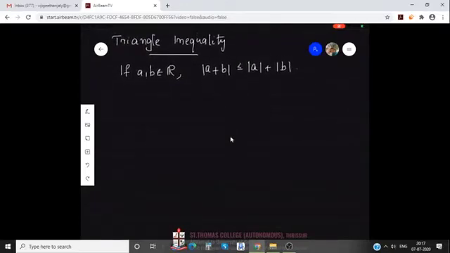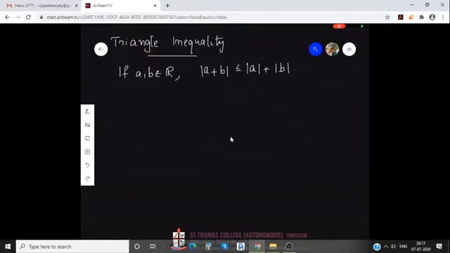And the triangle inequality says that if A and B are two real numbers, absolute value of A plus B is less than or equal to absolute value of A plus absolute value of B. The sum of two sides of a triangle is less than or equal to the sum of the other two sides. Okay, the same thing. So, we have to prove this triangle inequality. How can we prove this theorem?